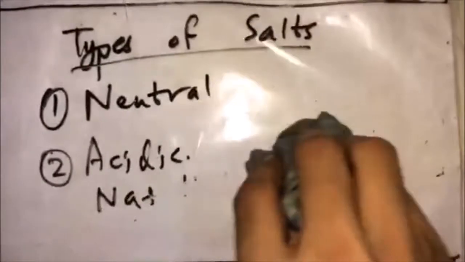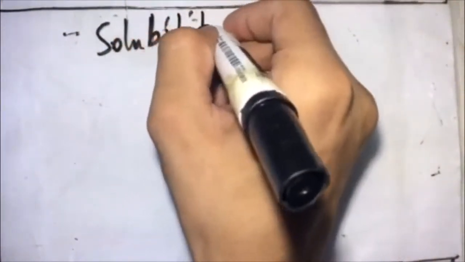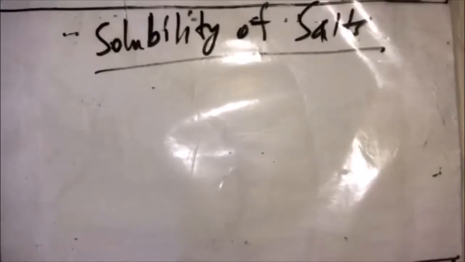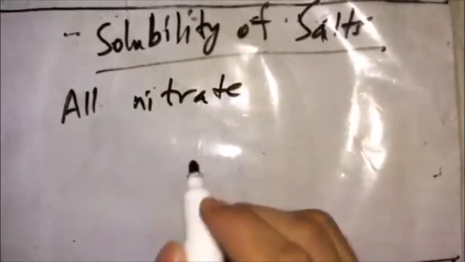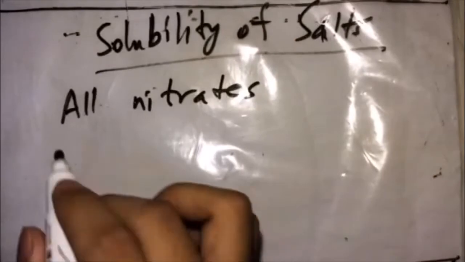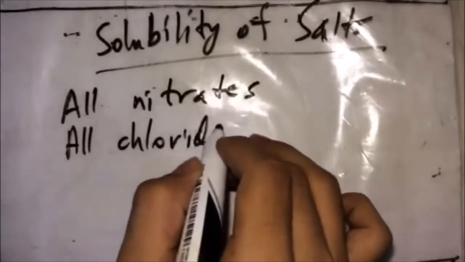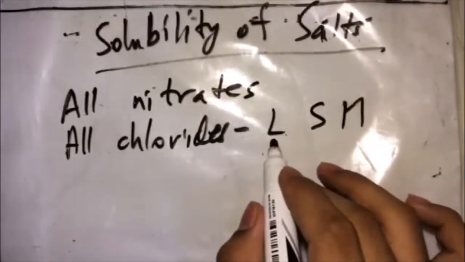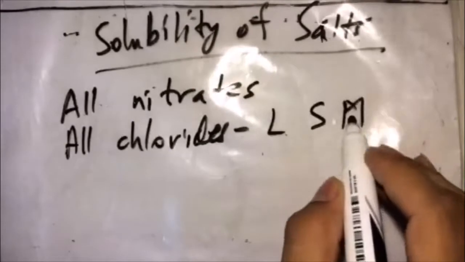Now, solubility of salts. All nitrate salts are soluble. Most chlorides are soluble, except all chlorides are soluble except LSM. L stands for lead chloride, S stands for silver chloride, and M stands for mercury chloride.